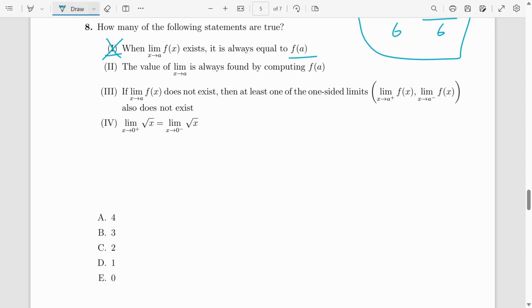So statement two now: the value of a limit at a given point is always found by computing the definition at that point. That one's also false, because sometimes the definition does not exist, but the limit does. So sometimes you can find the limit by actually doing the limit instead of just using the definition, which sometimes doesn't exist.